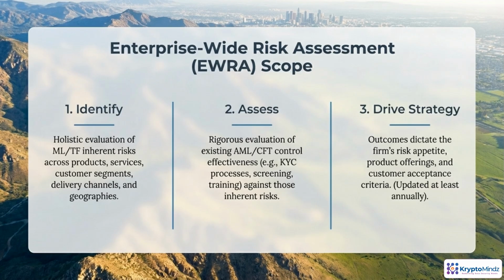An enterprise-wide risk assessment brings together three connected actions. First, identify where your ML and TF risks naturally sit. Which products, services, customer types, channels, and geographies expose you most? Second, assess how strong your existing controls are against those risks. Are KYC, screening, monitoring, and training actually effective in practice? Third, use the results to drive strategy. Setting risk appetite, deciding which customers and products to focus on or avoid, and updating this view at least annually.